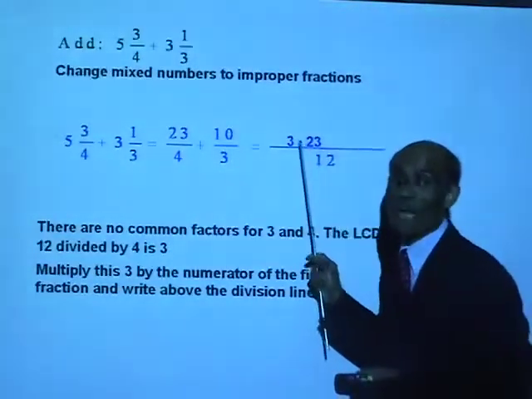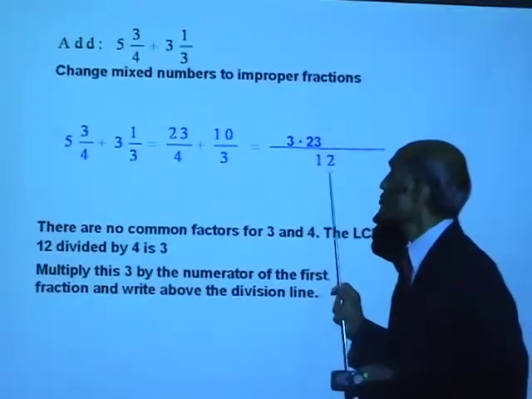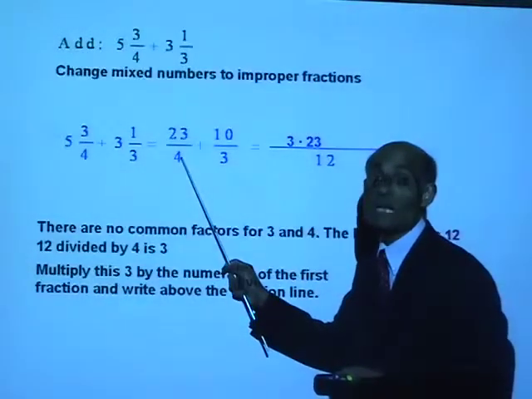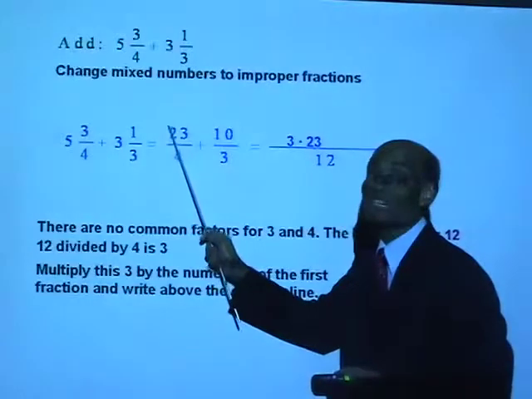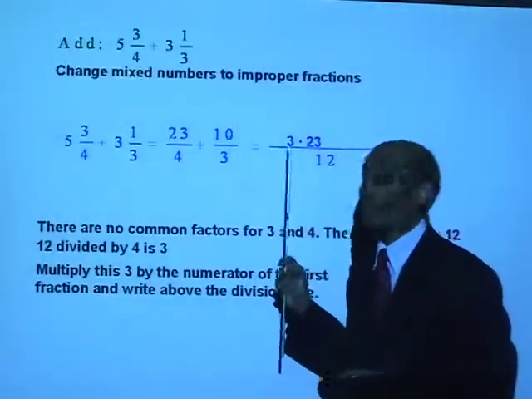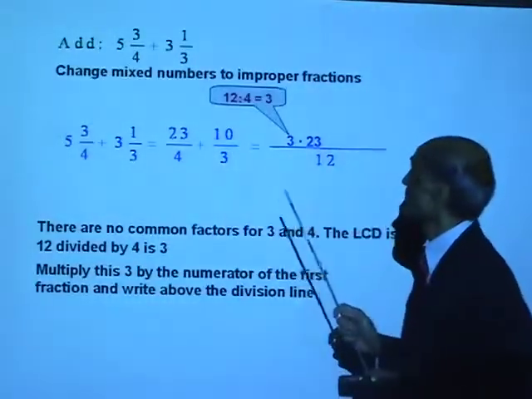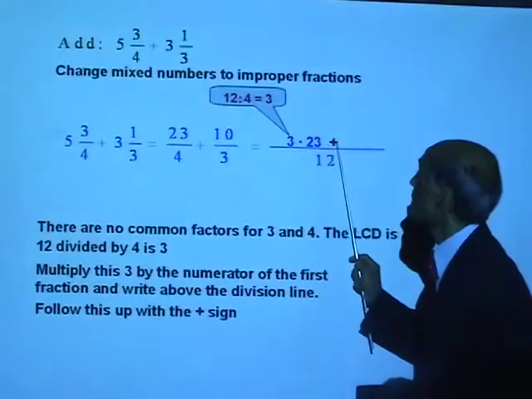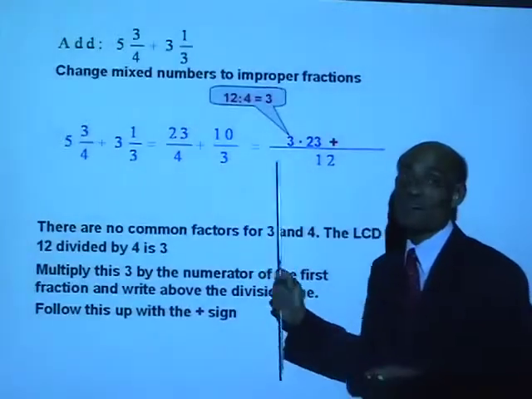I hope you understood how this came about. It comes like this. 12 divided by 4 is 3. There you are. And multiply that 3 with its numerator, 23. 3 times 23. Follow that up with the plus sign. Alright? Follow this up with the plus sign. Plus. We do the same thing for the second fraction.